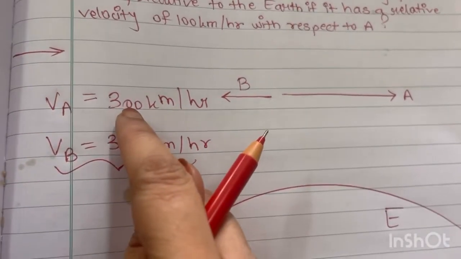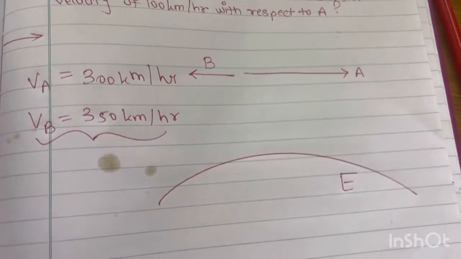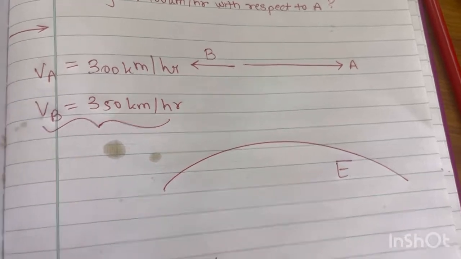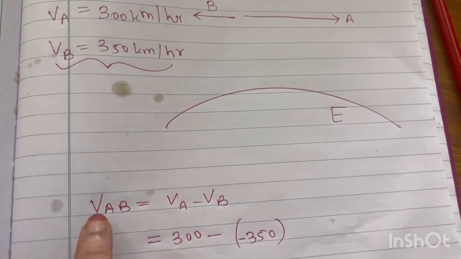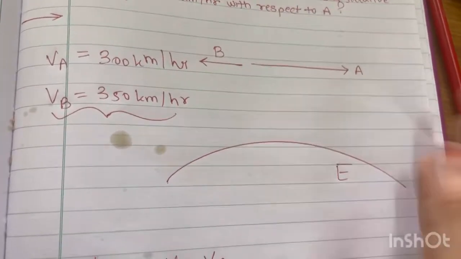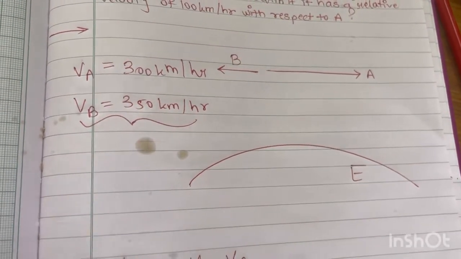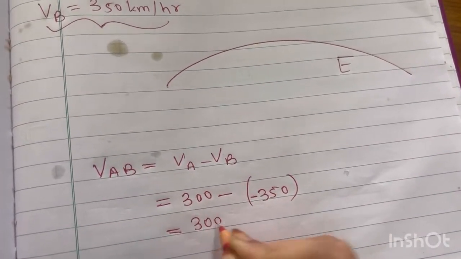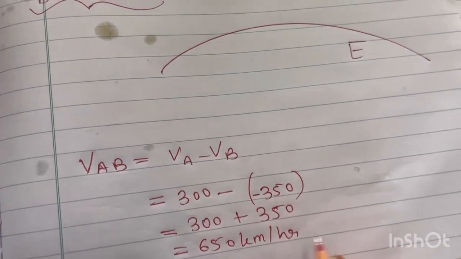When you look at the velocities of A and B separately, the velocity of A is 300 and the velocity of B is 350. But when you are looking at them in connection, at that time you will have to write a minus sign in the velocity of B, or also you can take the minus sign in the velocity of A. But here we are taking the minus sign in the velocity of B because we are finding the relative velocity of A with respect to B. So if A is over here, B is in the opposite direction. So we are putting a minus sign in the velocity of B. So this becomes 300 plus 350, which is 650 km per hour.